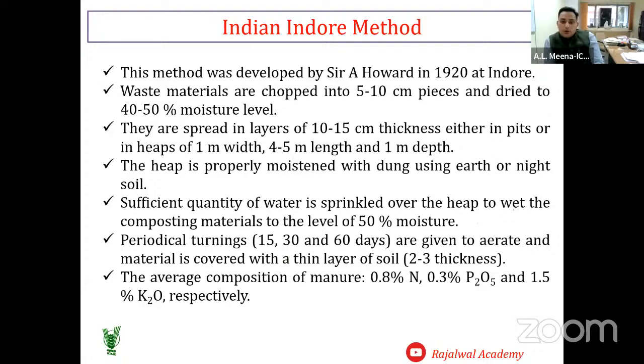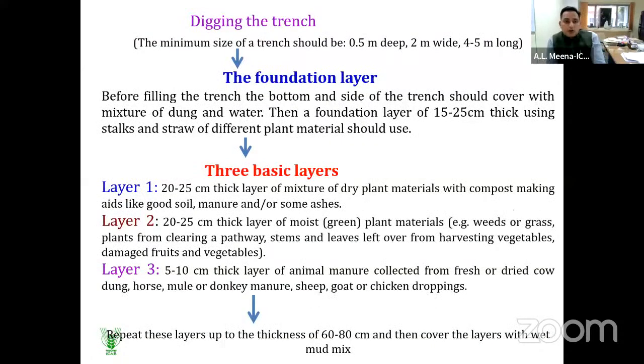The heap is properly moistened with dung, using earth or night soils. Sufficient quantity of water is sprinkled over the heap to wet the composting materials to a level of 50% moisture. We have to maintain the moisture level at 50%, and then periodical turnings at intervals of 15, 30, and 60 days are given to aerate, and the material is covered with a thin layer of soil. The average composition of the manure is 0.8% nitrogen, 0.3% P2O5, and 1.5% potassium. This is how it is prepared.